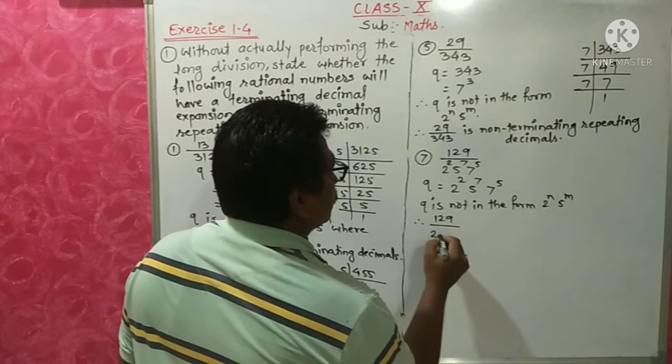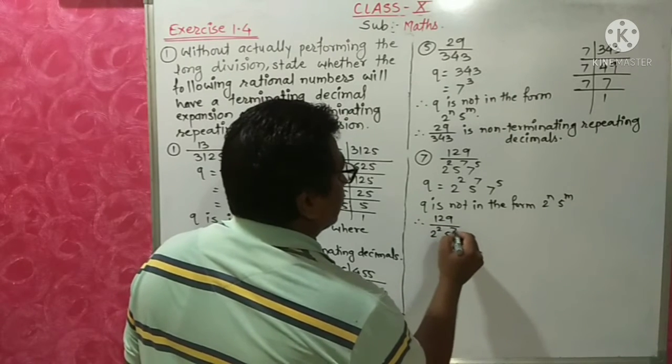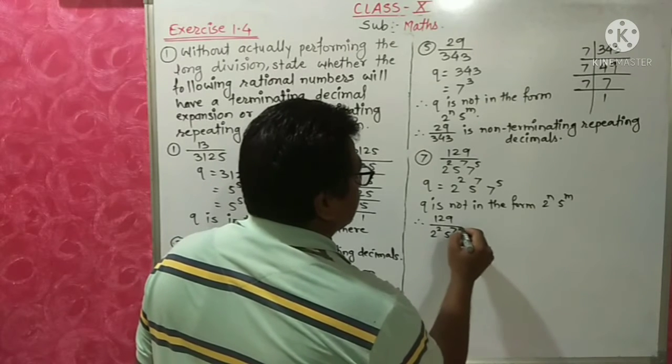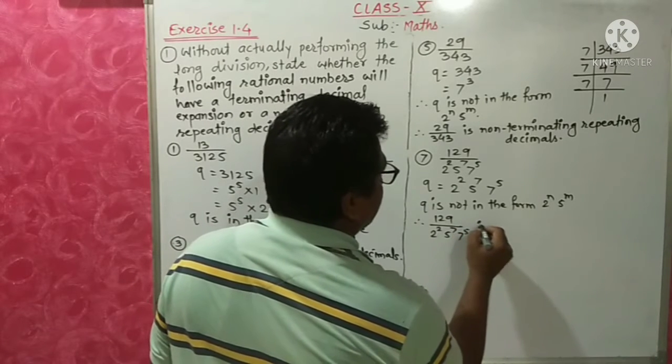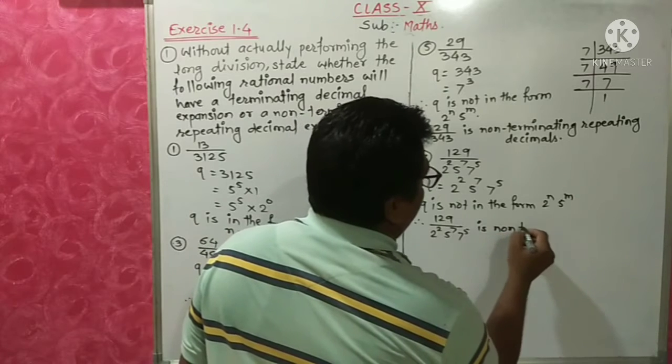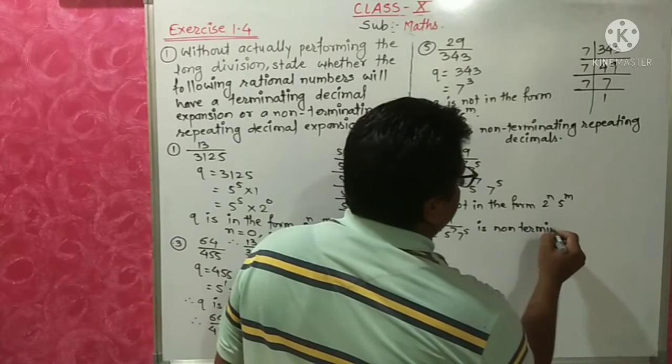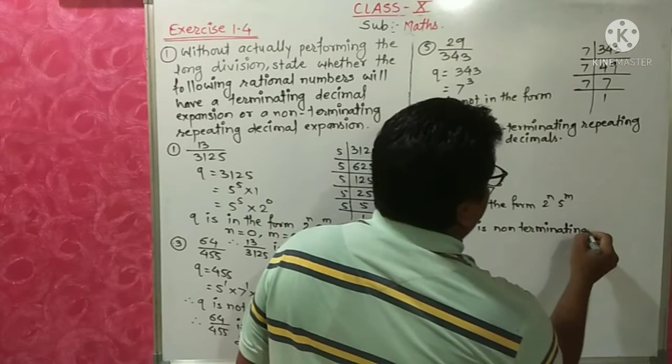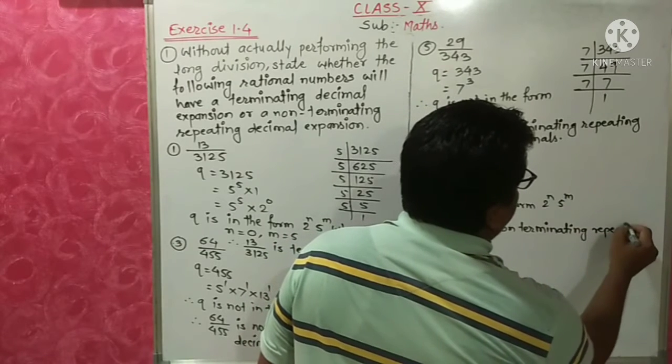129 by 2 raised to the power 2, 5 raised to the power 7, 7 raised to the power 5 is a non-terminating repeating decimal.